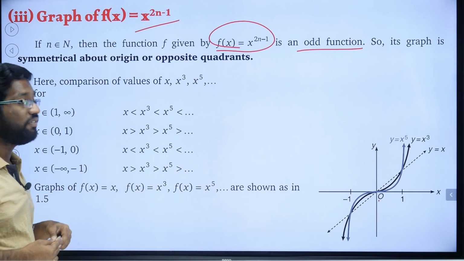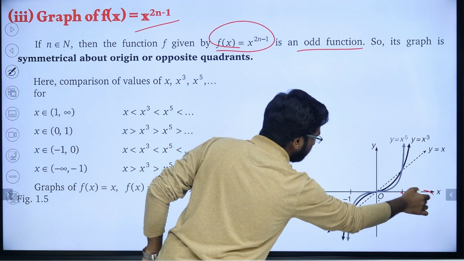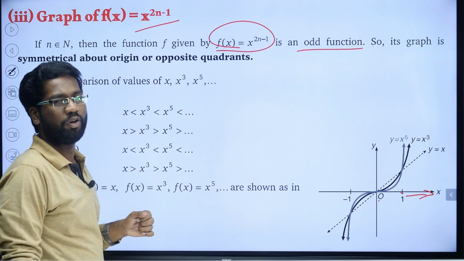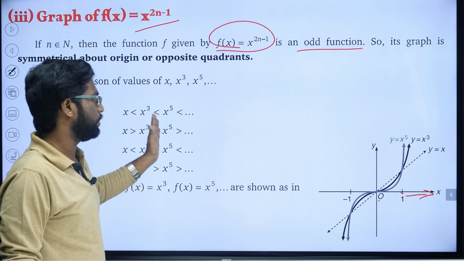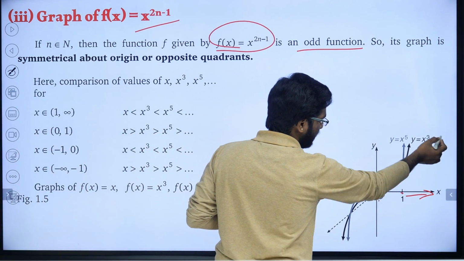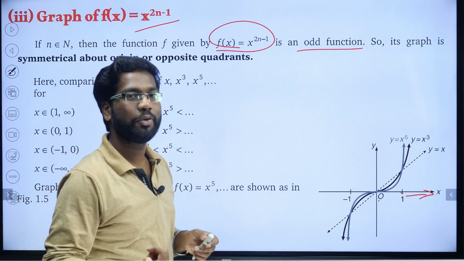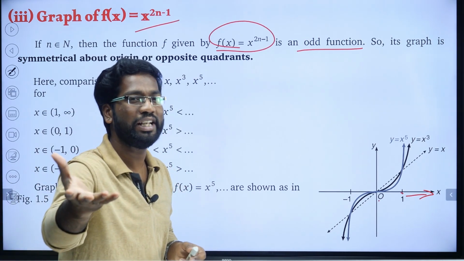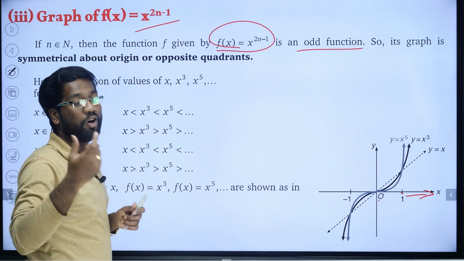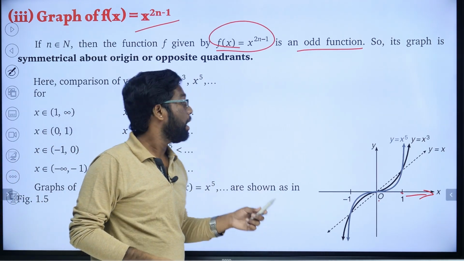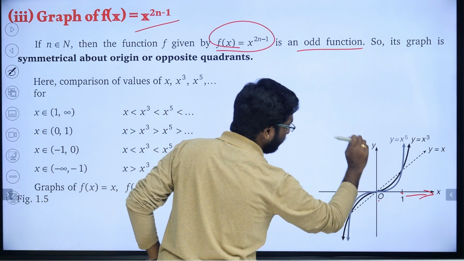So x belongs to 1 comma infinite. In the case of 1 comma infinite, x is going to be the smallest value, my dear students. X cube, x power 5, like that it goes, because I have already said y is equal to x is the identity function. Whatever input I give, the same output I get. So for me, no problem at all, my dear students. So x is going to be the smallest one from 1 to infinite, but x is going to be greater when 0 to 1, my dear students.